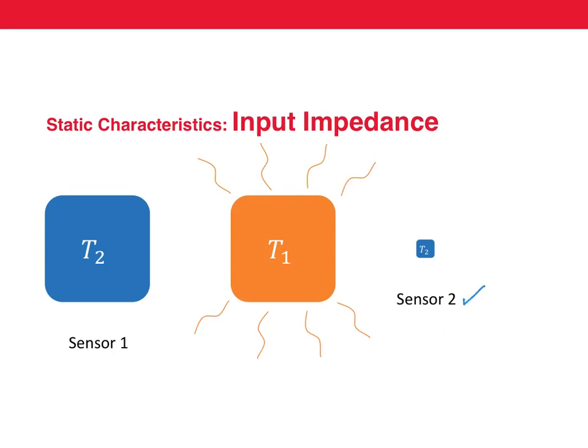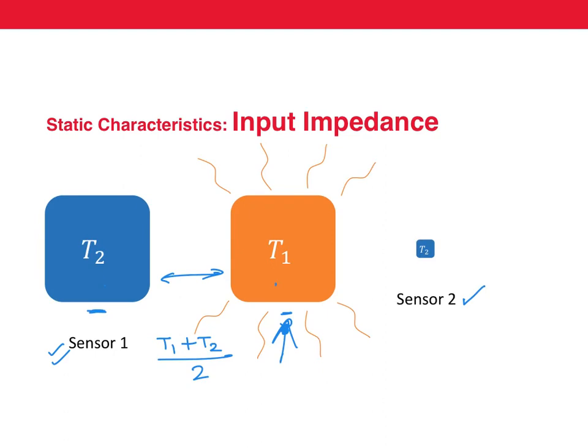Why is that? Because if we use sensor 1, which has, let's say, the same mass as that of this object, and you bring them close together, what is the joint temperature of the body and the thermometer going to be? It is going to become (T1 plus T2) over 2, which means that my sensor 1 has actually influenced the temperature of this object.